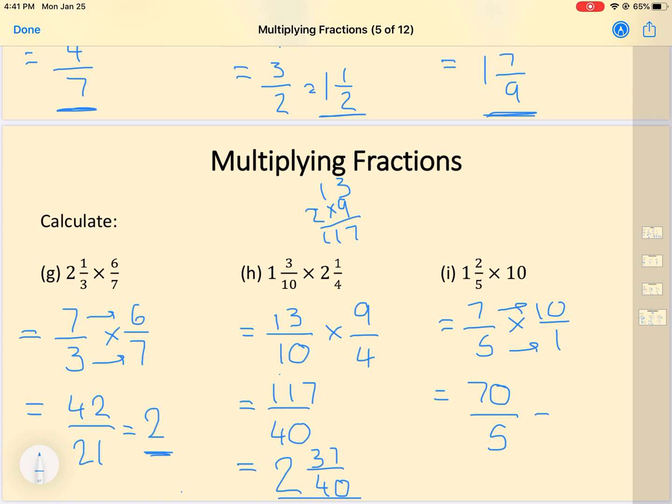And in this case, we can wholly divide 70 by 5. And in which case, we will get 14. Just a coincidence here, as I said, those two, the G and the I, work out to be a whole number. If we couldn't get a whole number from them, we would have to simplify the fraction then instead.